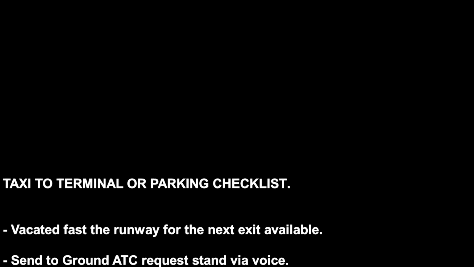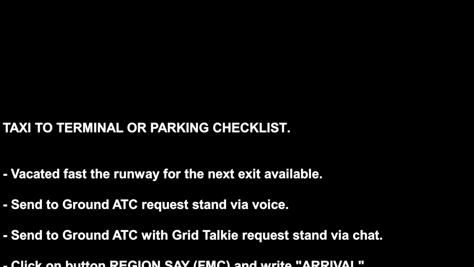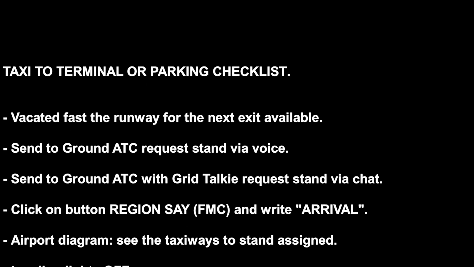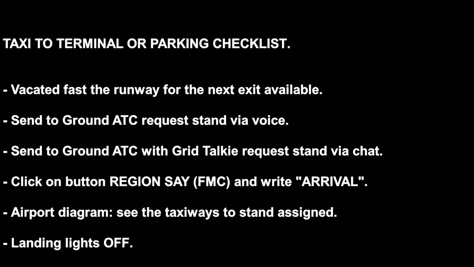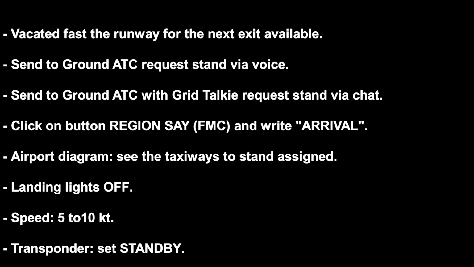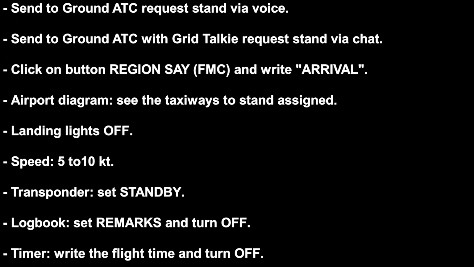Taxi to terminal or parking checklist. Vacate fast the runway for the next exit available. Send to ground ATC request stand via voice. Send to ground ATC with grid talkie request stand via chat. Click on button region say, FMC, and write arrival. Airport diagram, see the taxiways to stand assigned.